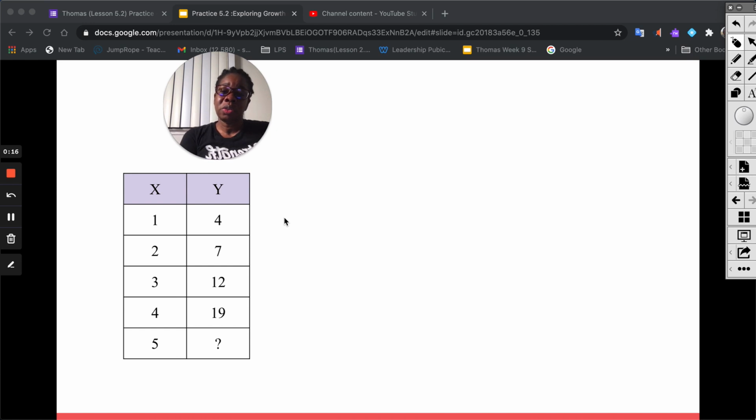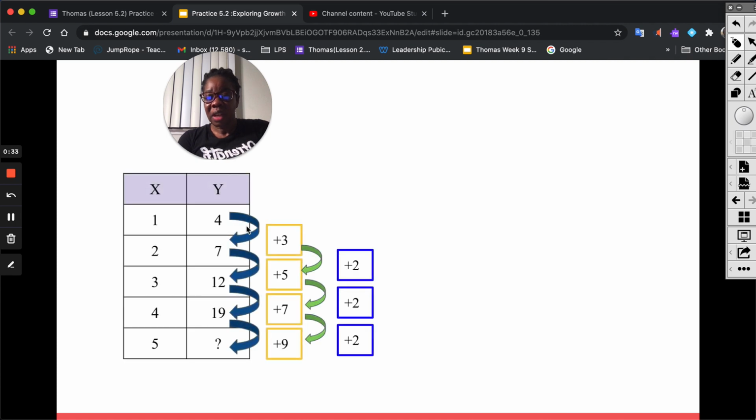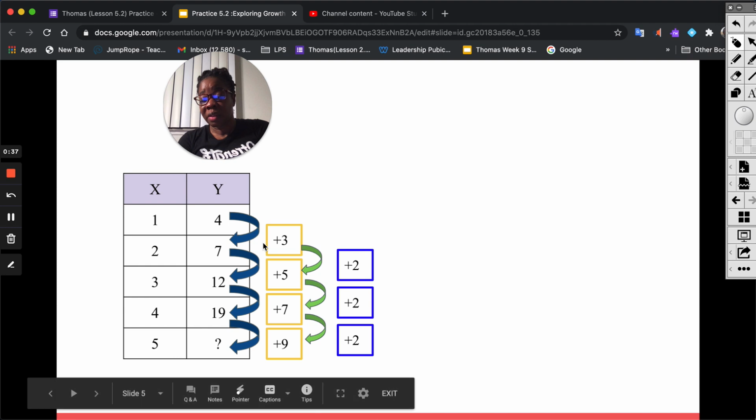So in order to do this, we generally examine the output or y values. We want to know how they're increasing. Is it by addition? Is it by multiplication? Is there a constant rate, yes or no? When we examine the output values in this table, we notice that they're all increasing by a different constant, a different rate. So the rate of change is not constant.